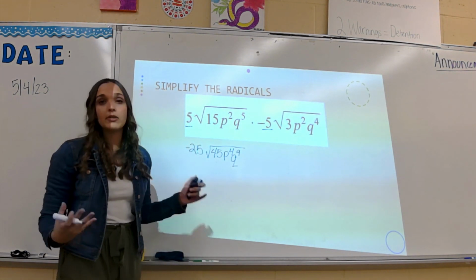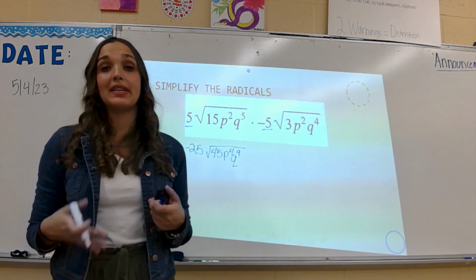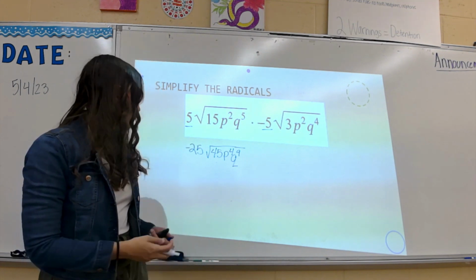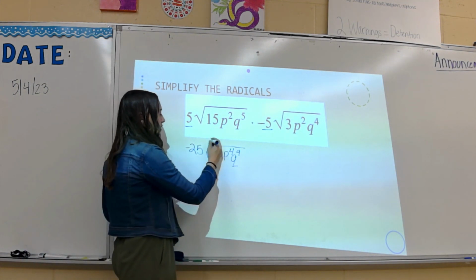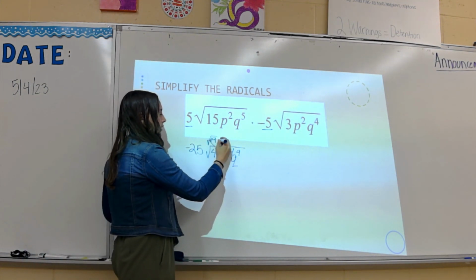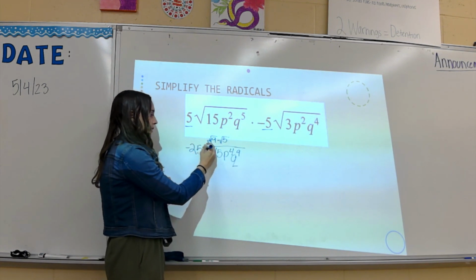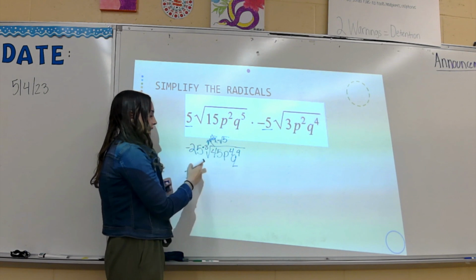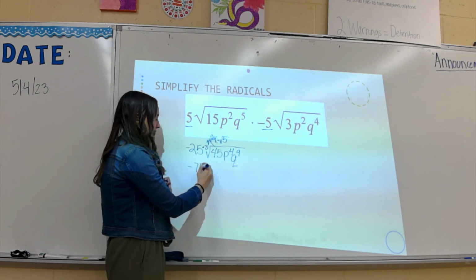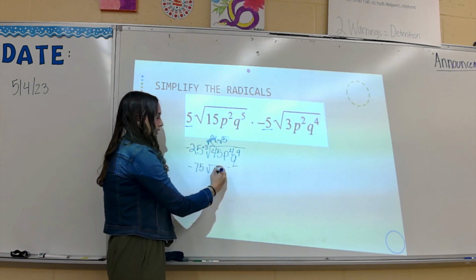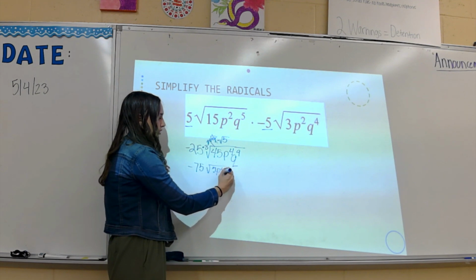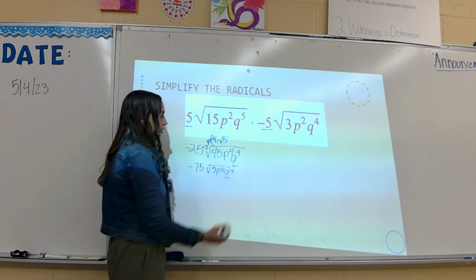Now that I successfully combined them, I need to break them up. I need to get them in simplest form. So 45 breaks up to 9 and 5. So the square root of 9 is 3. So I'm going to multiply this by 3. And I get negative 75 on the outside. And it leaves on the inside the 5p to the 4th, q to the 9th.